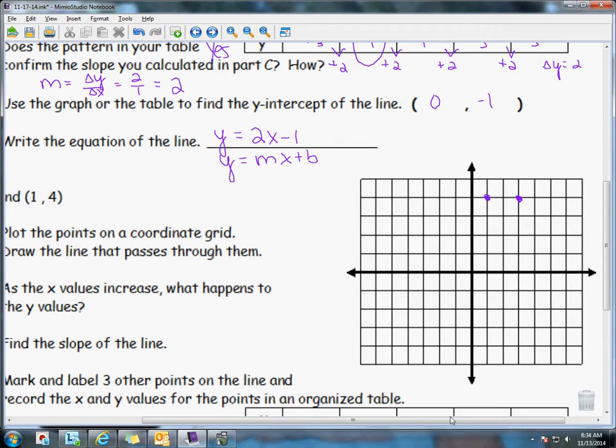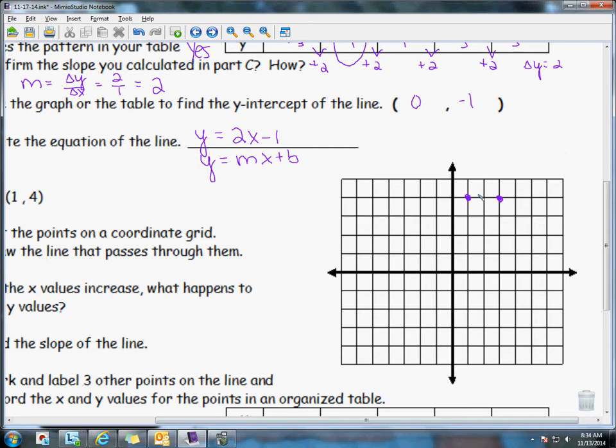Okay, this one is a special case because if we were trying to draw a line that connects these 2 points, it's just going to be this line right here. It's going to go straight across right through these 2 points. There's no rise and there's no run on here.